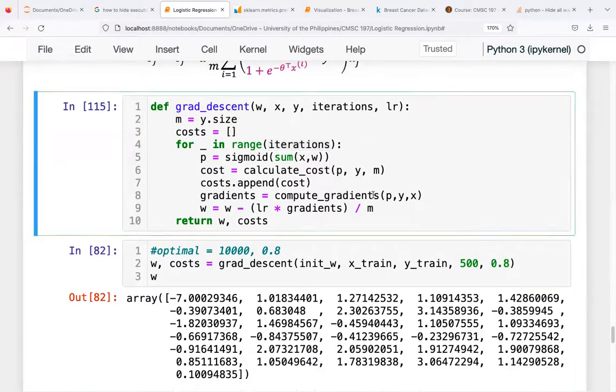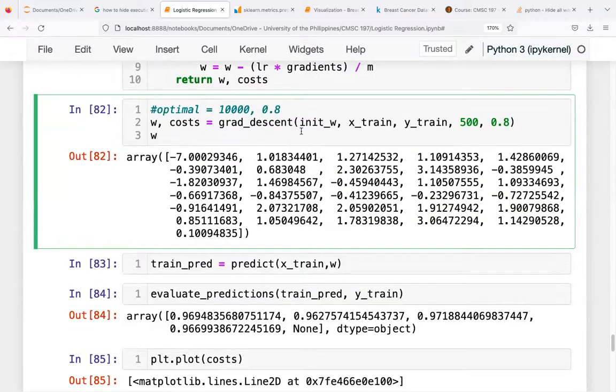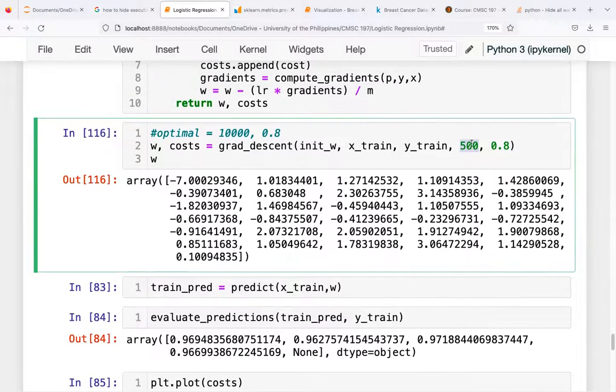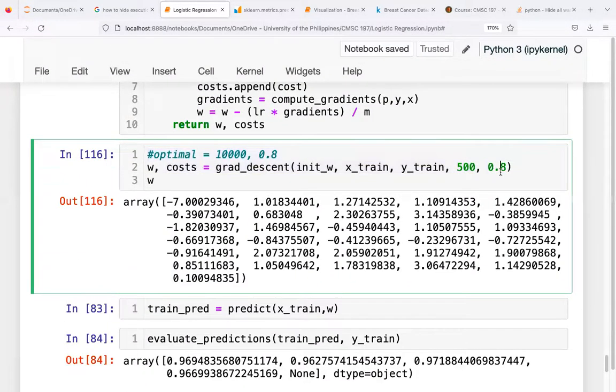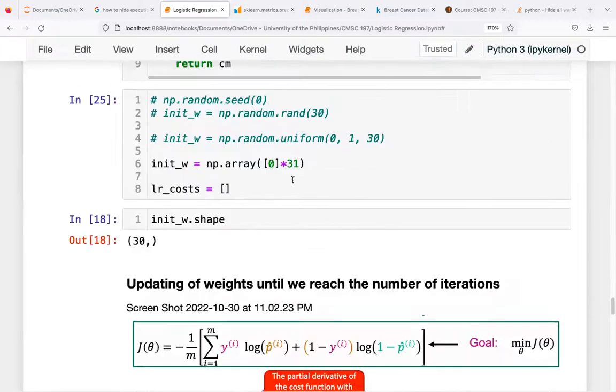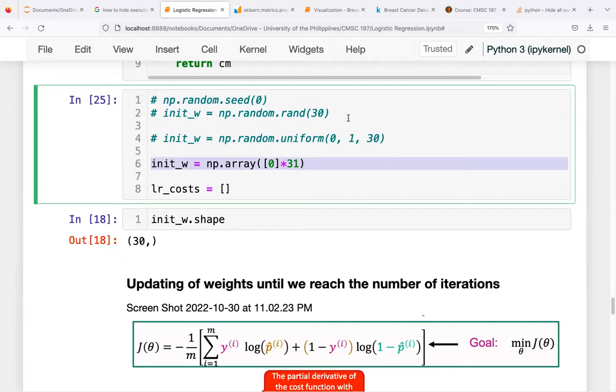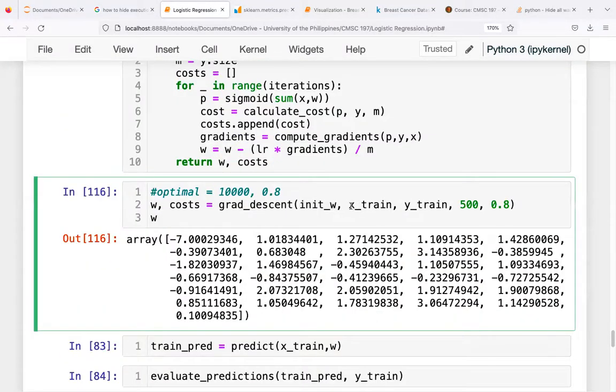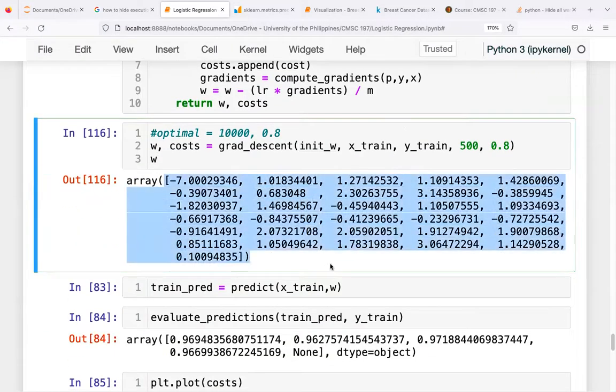So suppose we run 500 epochs or iterations with the learning rate 0.8. So we are passing here the initial weights. In this case, the initial weights are all zeros, or you can actually set random weights. That is also possible. And then passing the X train and the Y train, because we are going to fit only using the X train. And then the number of epochs, assuming is 500, and learning rate is 0.8. And these are the weights that were returned.